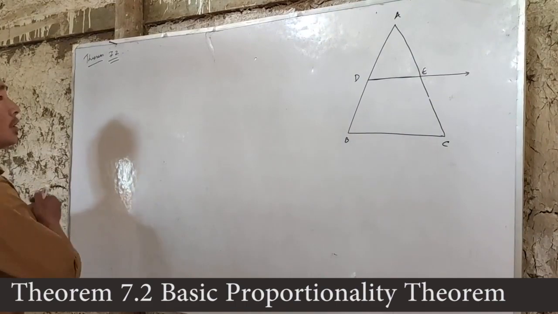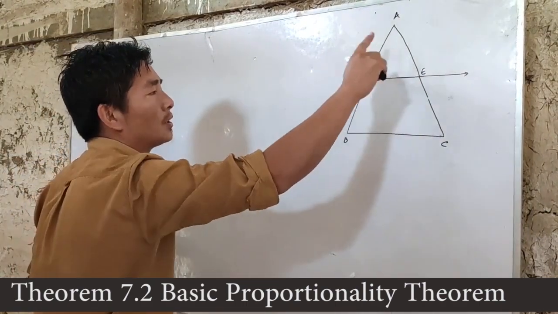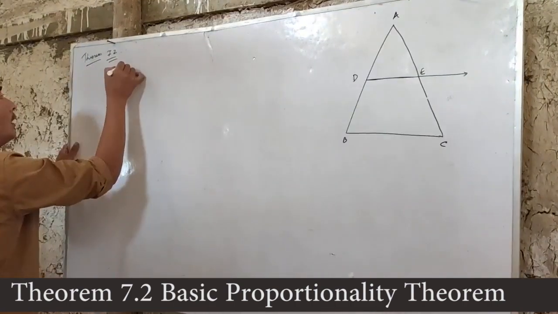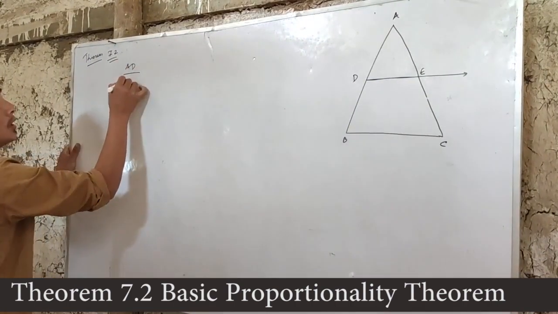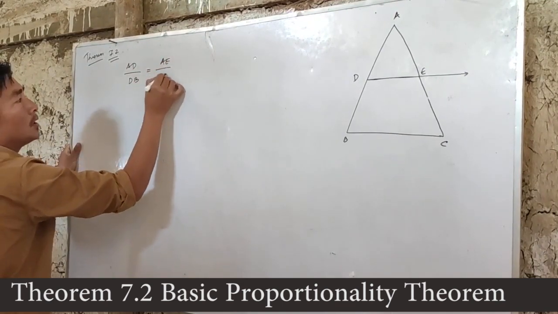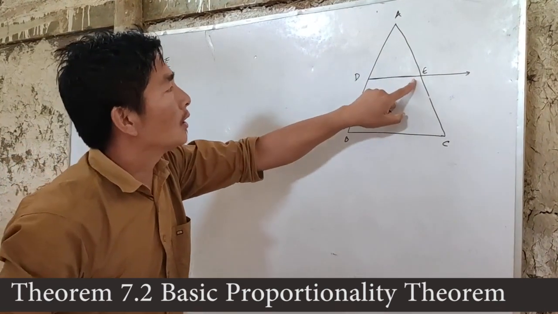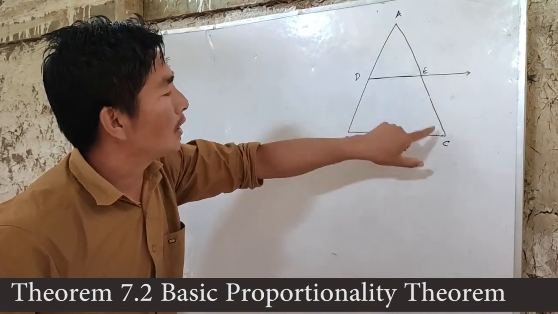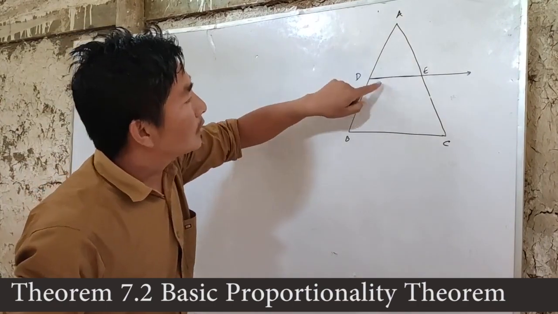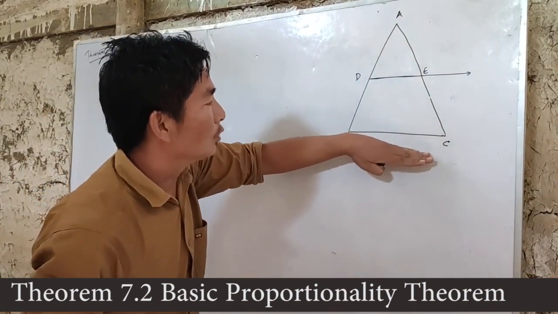Now, the given condition is that when you consider triangle ABC, DE is a line drawn in such a way that AD divided by DB is equal to AE divided by EC. In other words, this line DE divides the sides AB and AC in the same ratio. Now we are asked to prove that DE is parallel to BC.